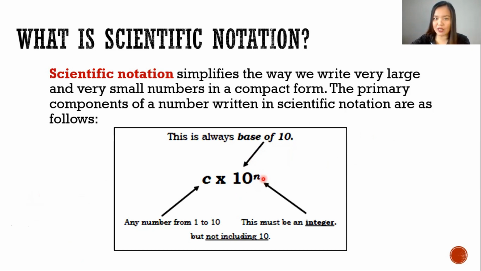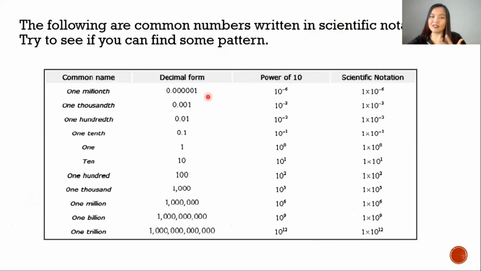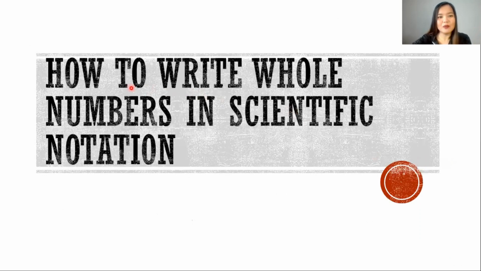So let's have examples of scientific notation. The following are common numbers written in scientific notation, and try to see if you can find some pattern. Tignan nyo nga kung may nakikita kayong pattern dyan. If your n or your exponent is 0, then walang pinagkaiba. Pero pag yung exponent mo ay positive, padami ng padami yung zeros, kung padami ng padami rin yung exponent na positive. And then, pag negative exponent, padami rin yung zero. So, just study that one in your module. And then, we are going to write whole numbers in scientific notation. That is lesson 1.1.